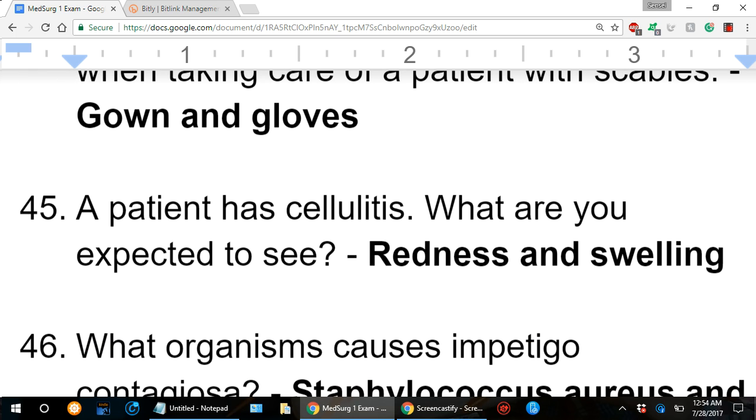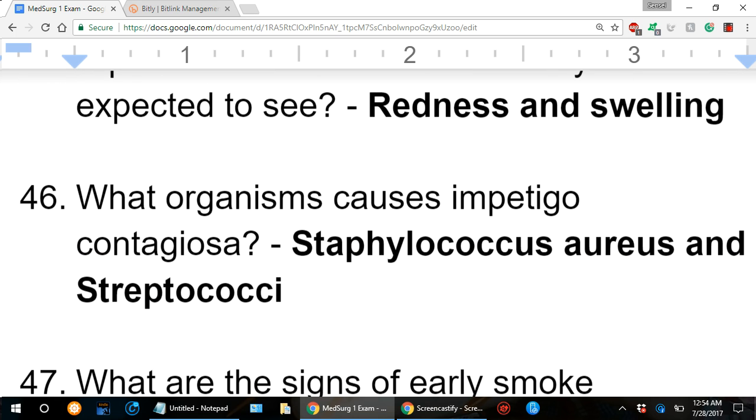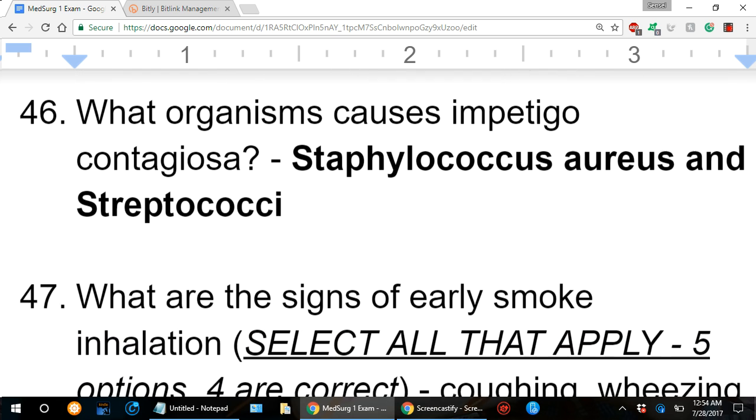A patient has cellulitis. What are they expected to see? Redness and swelling. What organism causes impetigo contagiosa? Staphylococcus aureus and Streptococci.